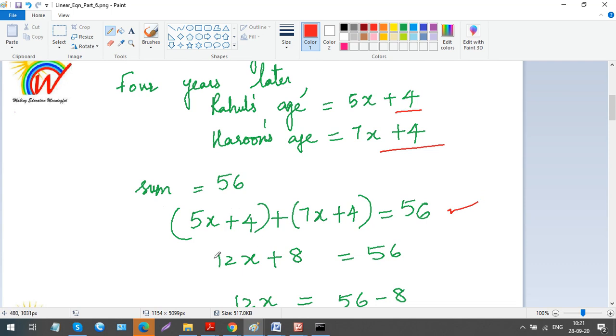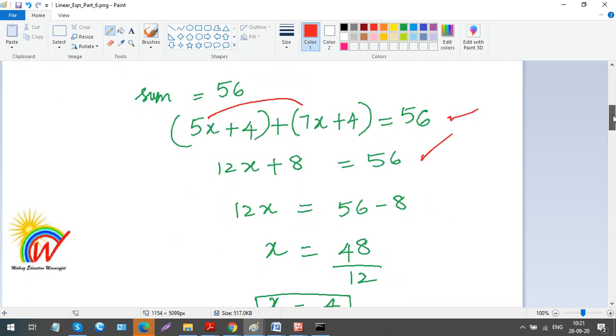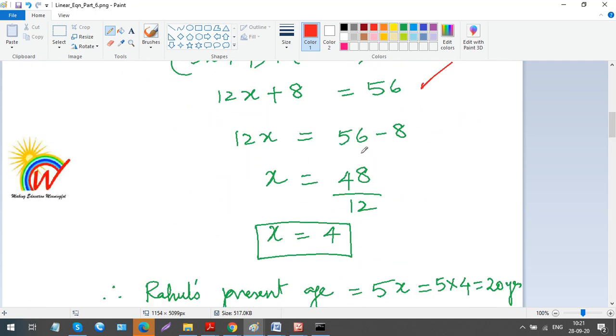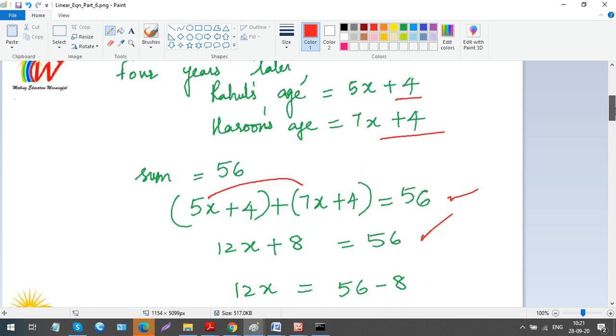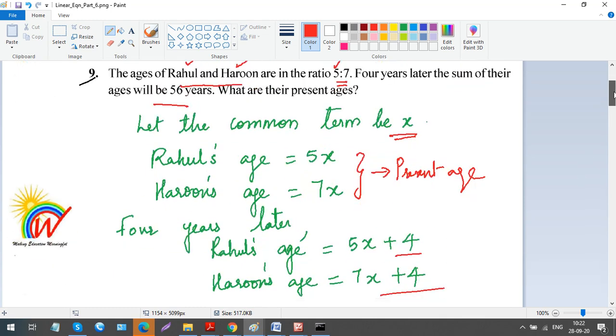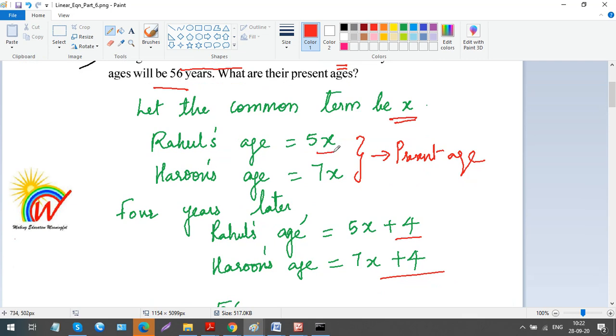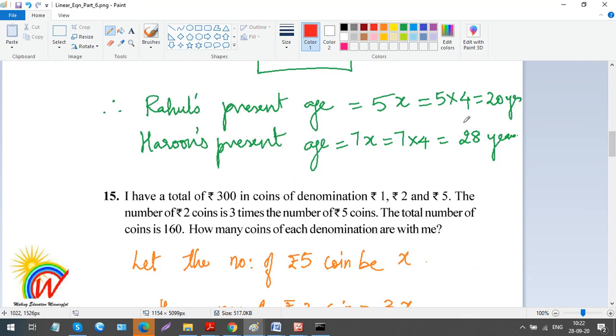Now you add this. See, these are the like terms. 12x plus 8 is equal to 56. So you solve for x now. 12x is equal to 56 minus 8, which is 48. 48 divided by 12 is 4. So x is 4. x was our common term, right? Our present age of Rahul was 5x and Harun's present age was 7x. So 5 into 4 is 20 years and 7 into 4 is 28 years. So these are their ages.